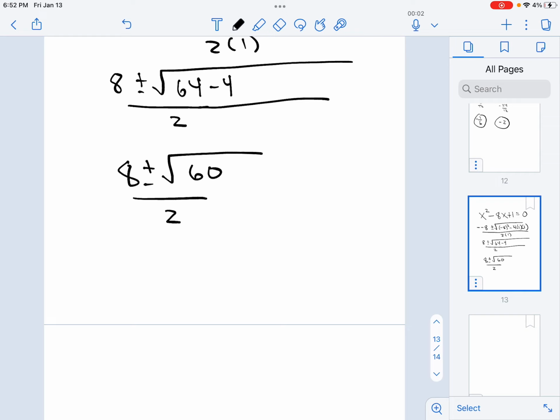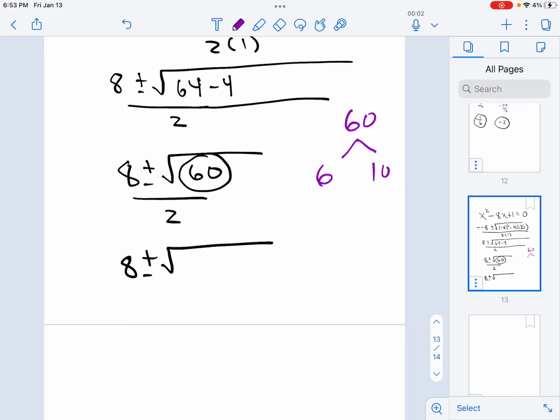Now this is correct, but it's not in the simplest form. We have to simplify that number if we can. And let's see if we can simplify that square root. So what is 60? 60 is the same thing as 6 times 10. And 6 is 2 times 3. 10 is 2 times 5.